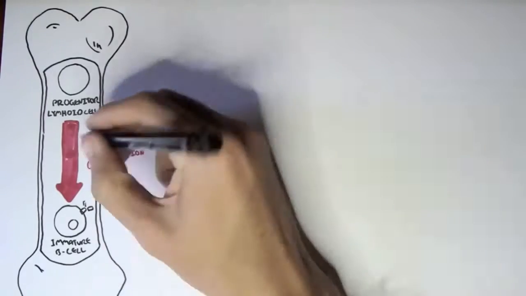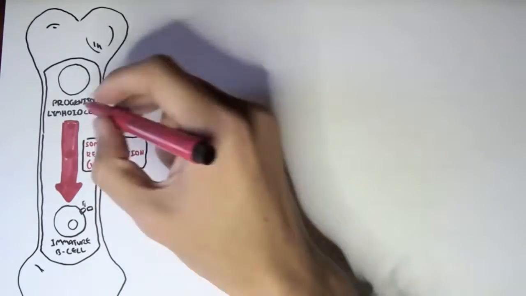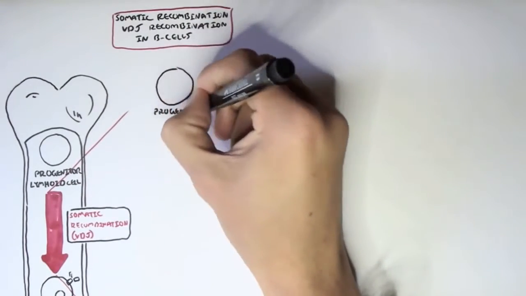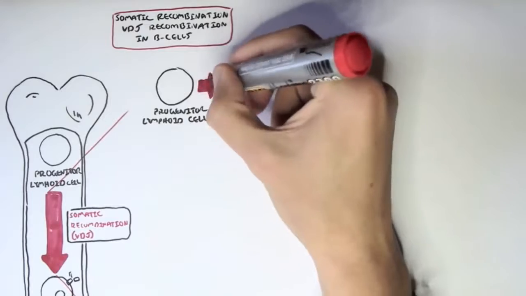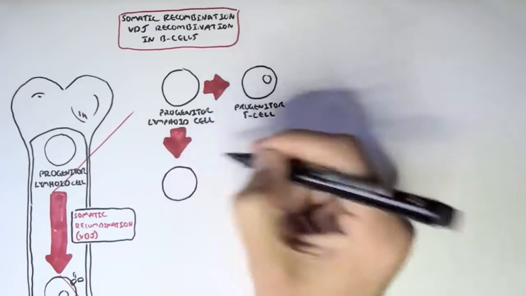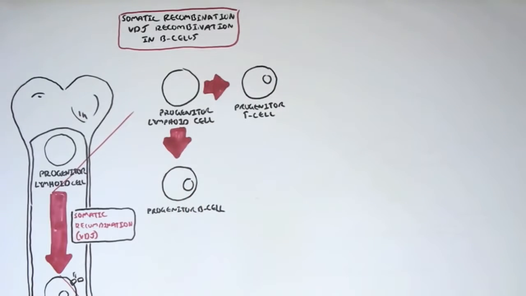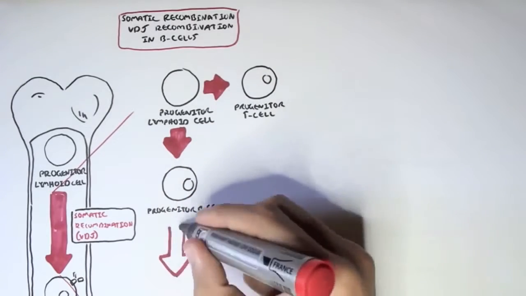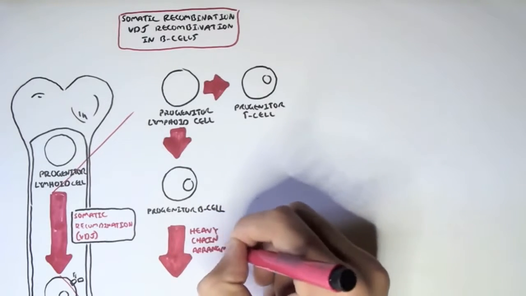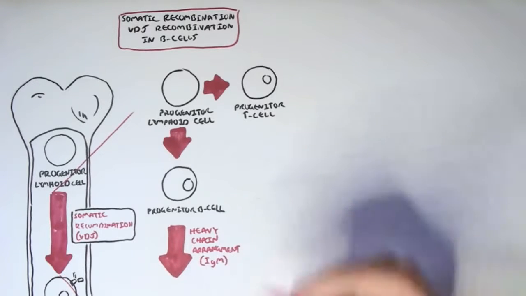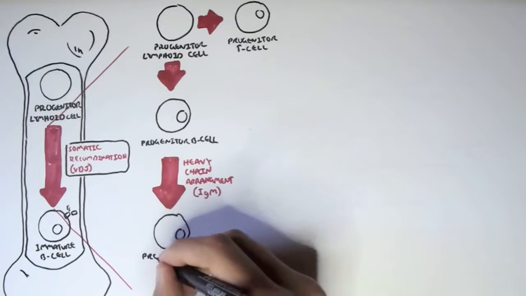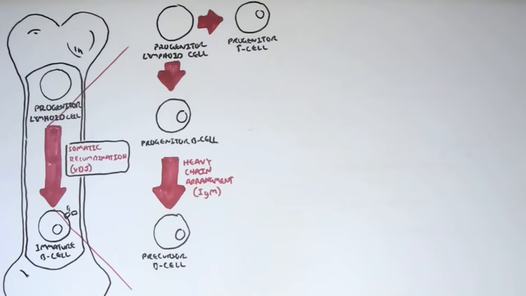But this in itself is a very simple diagram. It's actually a bit more complicated in that first, the progenitor lymphoid cell can become a progenitor T cell, or in this case, what we're actually looking at is that the progenitor lymphoid cell can become a progenitor B cell. And once it becomes a progenitor B cell, it will go through somatic recombination of the heavy chain. So there's heavy chain rearrangement. Typically, the progenitor B cell will make an immunoglobulin M antibody. And so this progenitor B cell will become a precursor B cell after somatic recombination of the heavy chain.